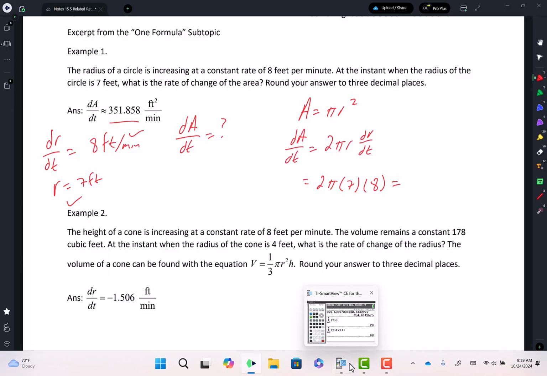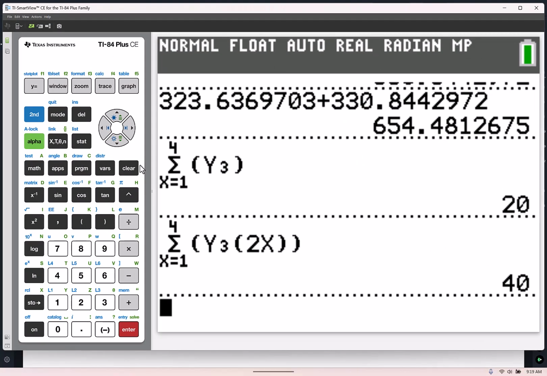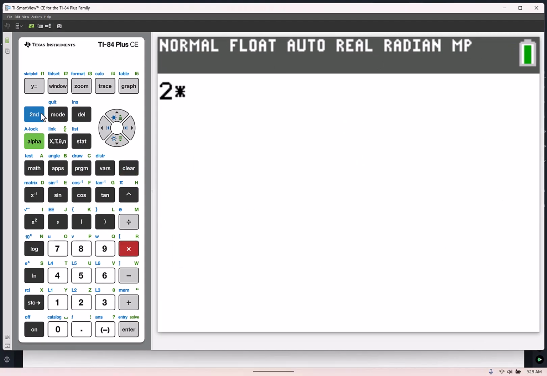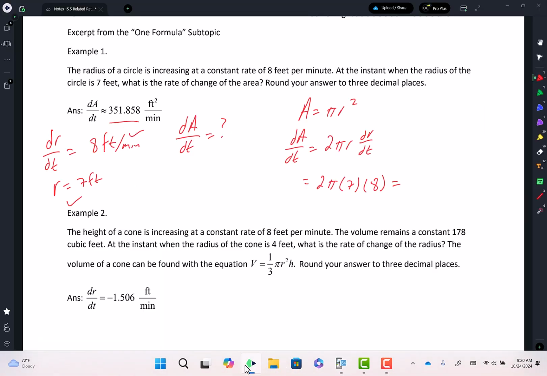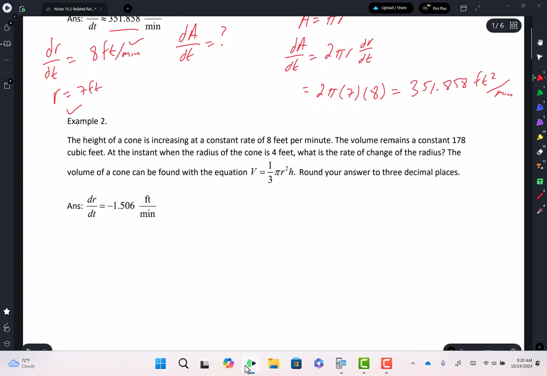So I'm going to go 2 pi 7 times 8. So I'll take my calculator. I'm going to go 2 times pi times 7 times 8. And voila, 351.858. 351.858, and the units are square feet per minute because it's the rate of change of area with respect to time. How do we feel? Okay. That one was one of the examples from the one formula. I think here's another one from the one formula.